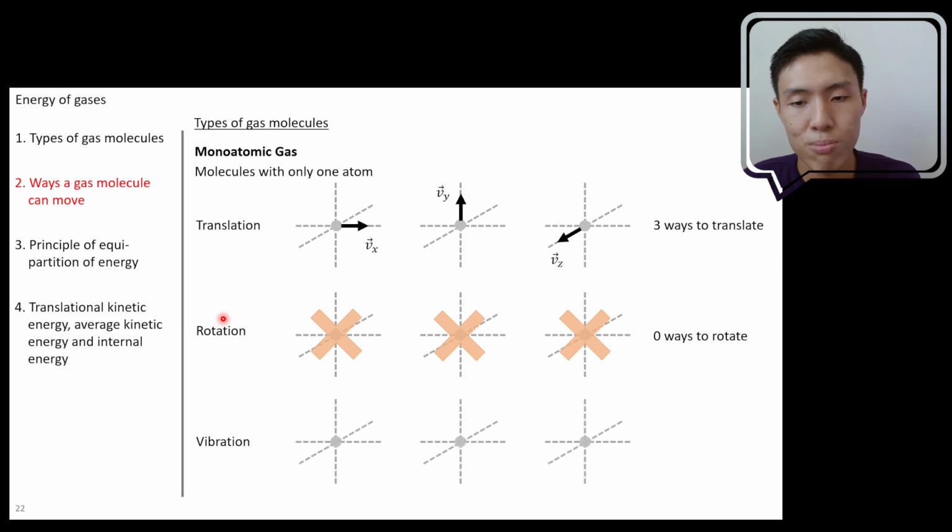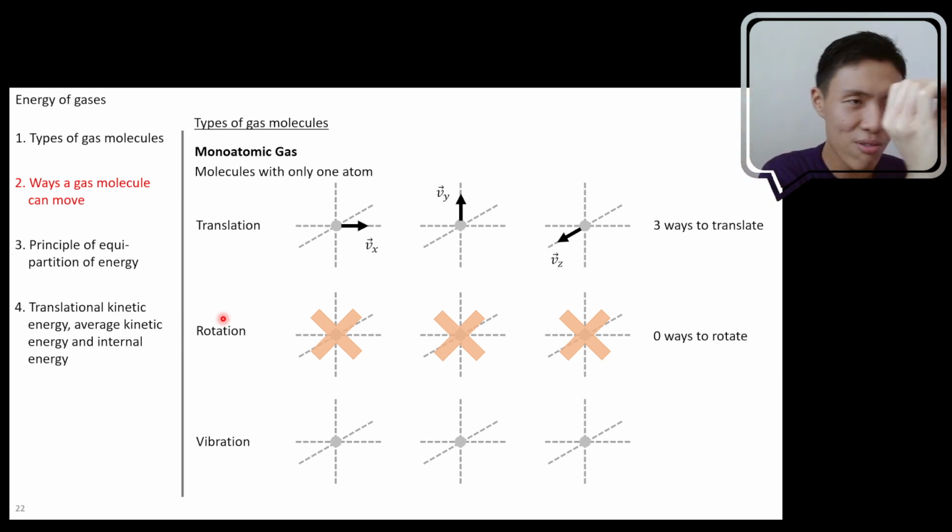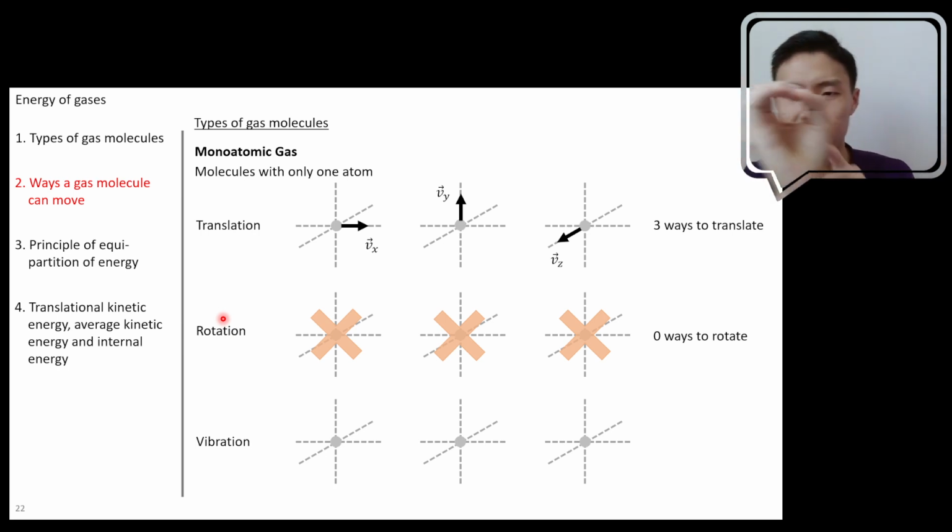Then of course, for vibration, if you have a particle that is undergoing vibration, even though if you think about it like this you might think of it as vibration, if you look at it carefully, it's basically just particles moving to the left and to the right.